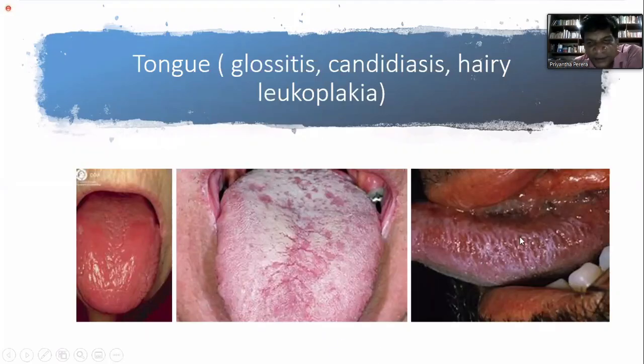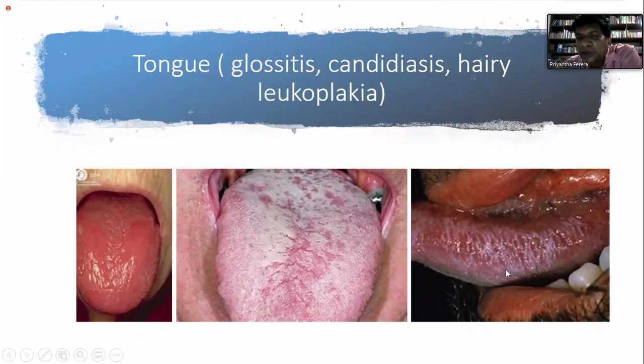And this is this tongue. What do you notice here? What does this look like? It looks like hair, isn't it? On the side of the tongue, you can see this hair-like thing, in white color, called hairy leukoplakia. This is seen in the oral cavity and tongue.